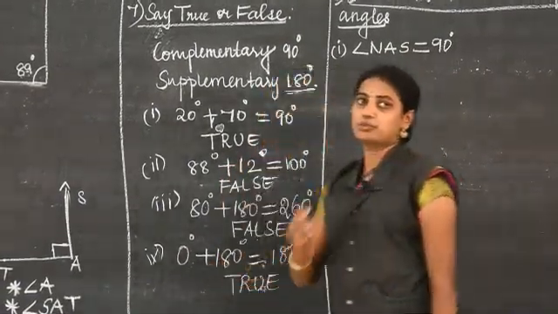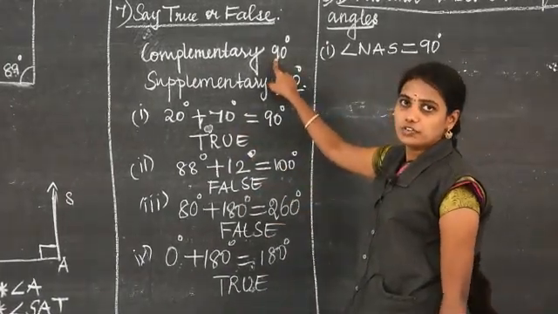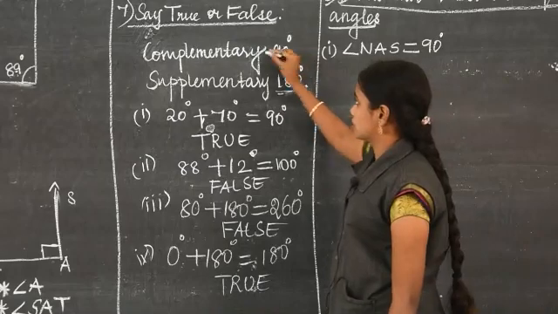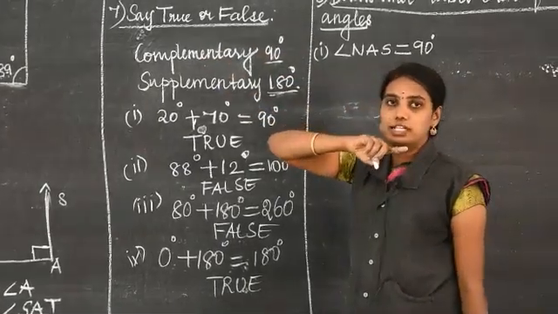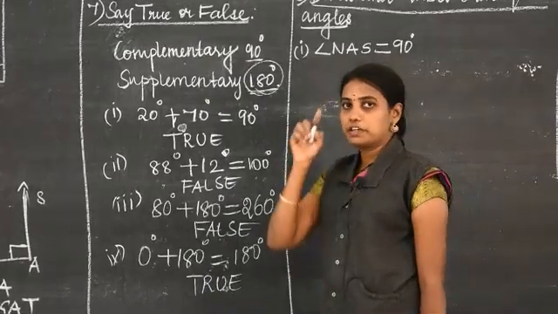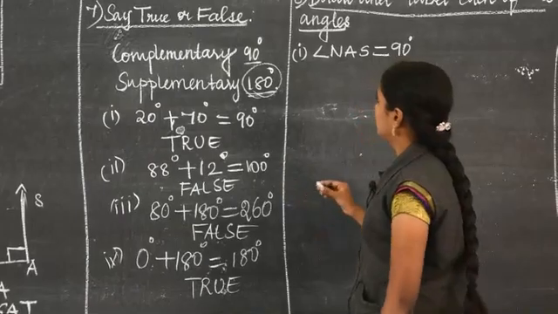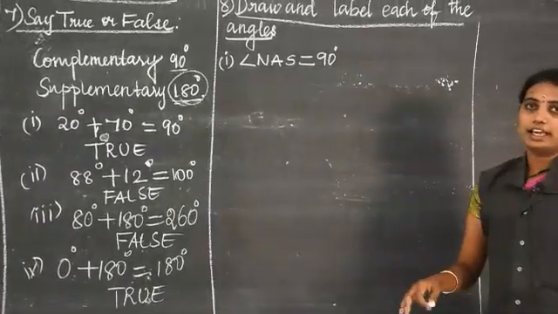So listen, only two concepts you have to remember. When you add two angles, if you get 90 degrees, that is complementary. When you add two angles, if you get 180 degrees, that is supplementary. Complementary means 90, supplementary means 180. Don't forget this. Okay, we can go for question number 8 now.